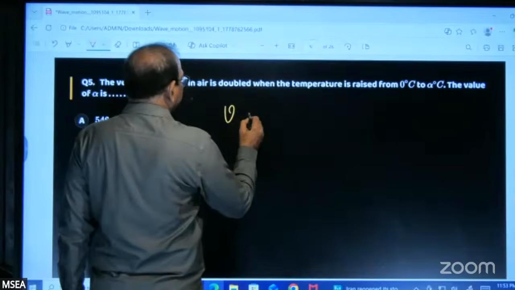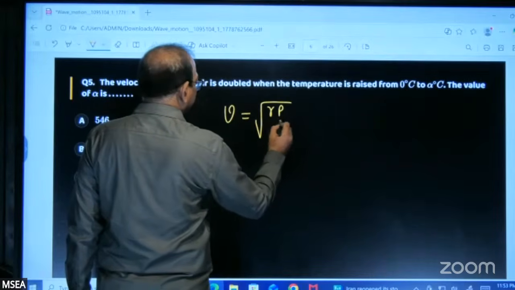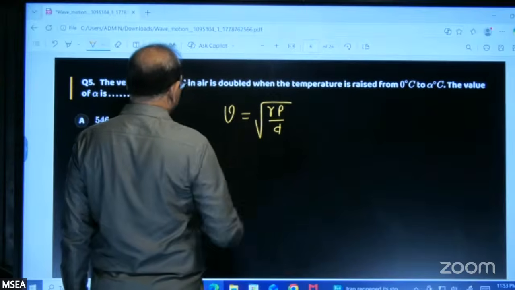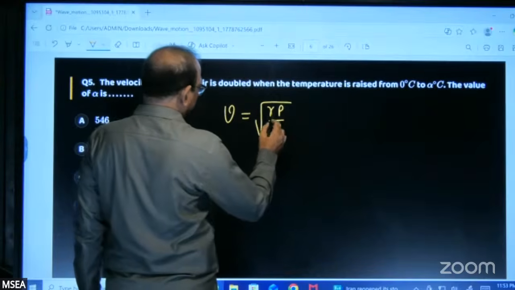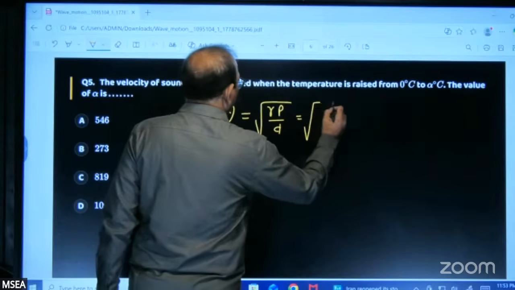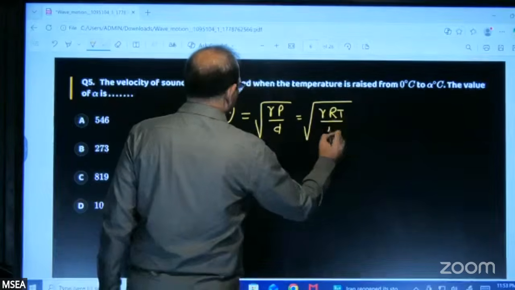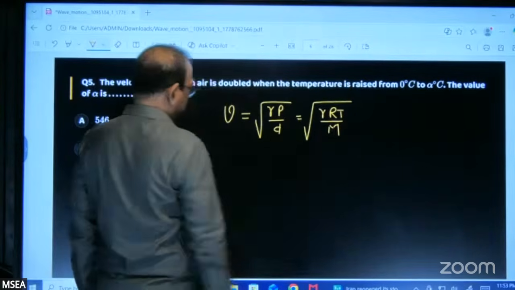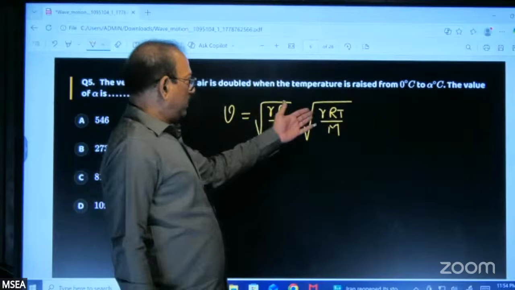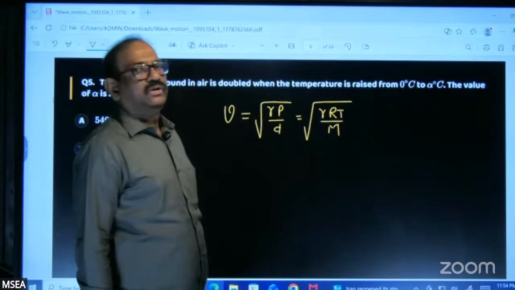Velocity of sound in gases is root gamma P by D, where gamma is the ratio of specific heats of the gas, P is pressure, D is density. This can also be written as root gamma RT by M, where M is molecular weight, gamma you already know, and T is absolute temperature.